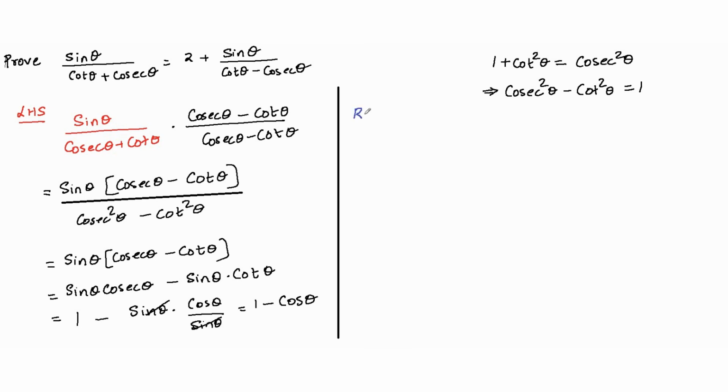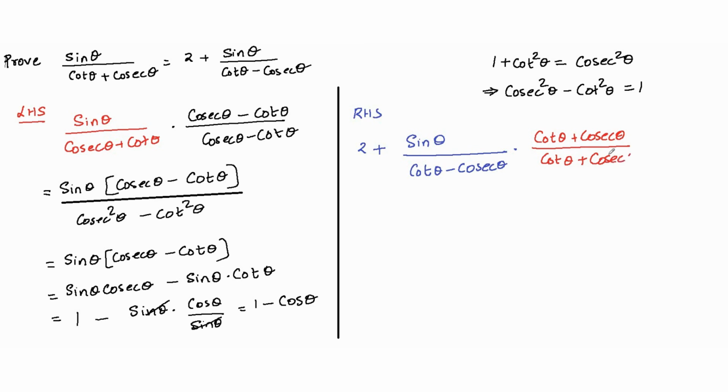And now I am going to take up the RHS and use the same trick that I used in the LHS. So in the RHS, I have 2 plus sine theta divided by cot theta minus cosec theta. So let me multiply this term by its rationalizing factor, that is cot theta plus cosec theta, and the denominator also with the same term so that we maintain the same fraction. So this becomes 2 plus sine theta into cot theta plus cosec theta, the whole divided by the denominator, which is cot square theta minus cosec square theta, right?